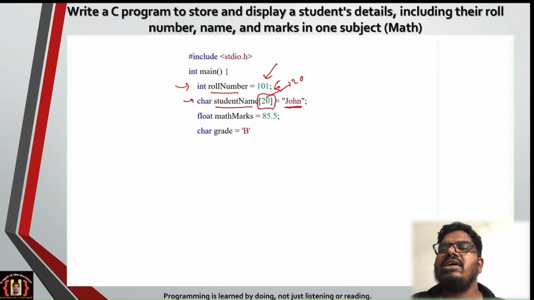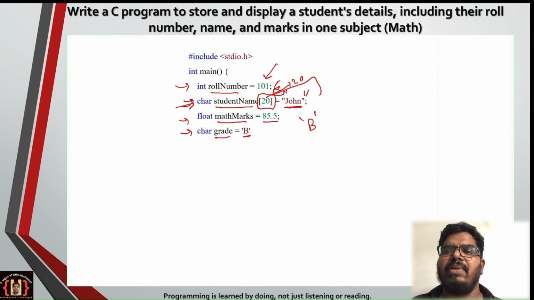For now, a string is enclosed in double quotes. This you must remember: a string should always be enclosed in double quotes. To store the string, we should have an array, a sequence of characters. Now what is the next data type? Math marks, which I am assigning 85.5. Next is grade. Grade is, let us say, a character. A character should always be enclosed in single quotes. This you must remember.